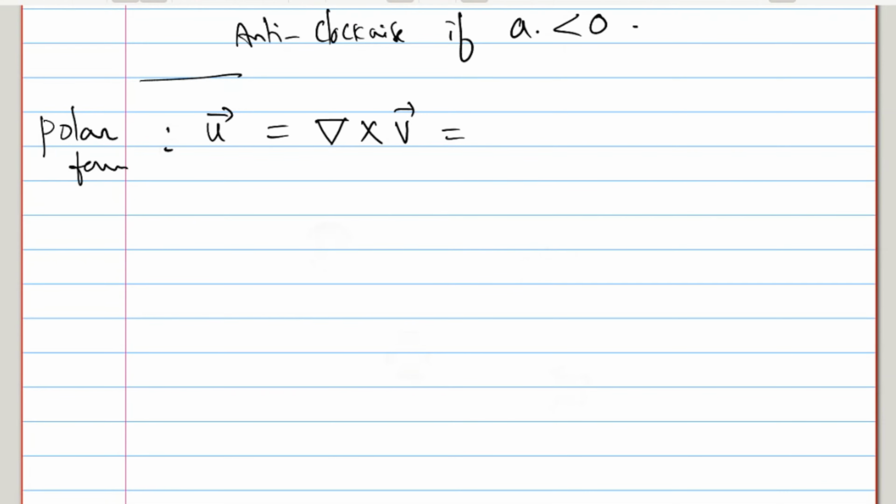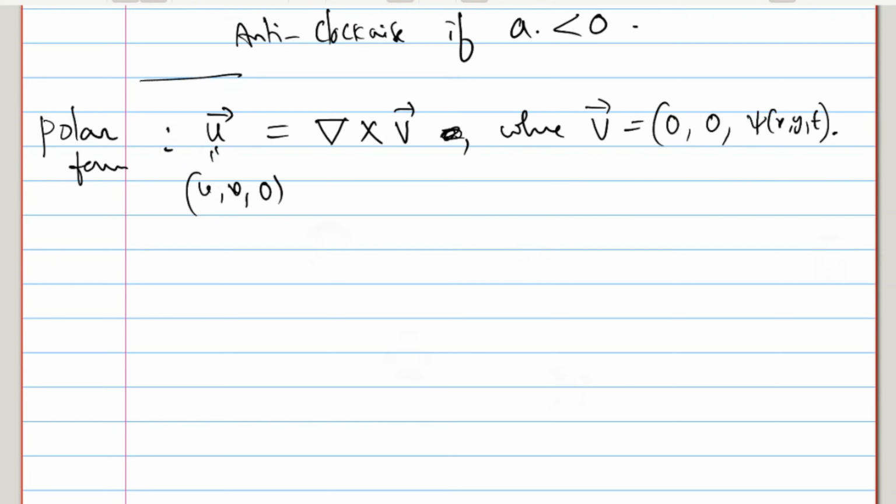What is del cross v? What is v first of all? Where v is (0, 0, psi), a function of psi of x, y, t. This is what your v is. So u is basically uvw, with w equal to 0. So this is only a two-dimensional flow.